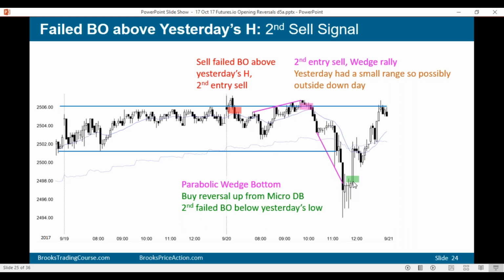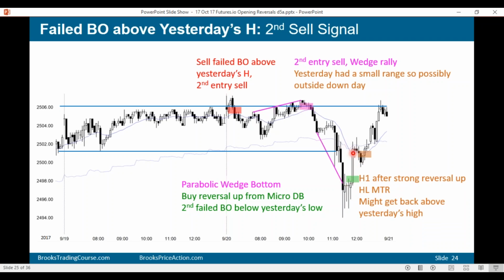Wedge bottom, had you sold, you'd get out here on a second entry buy. It's a breakout below yesterday's low, first reversal up, and now second reversal up with a good buy signal bar. And therefore, if you're short, you get out of the short, and if you're not short, you can buy. If you prefer, you can buy after a strong reversal up.